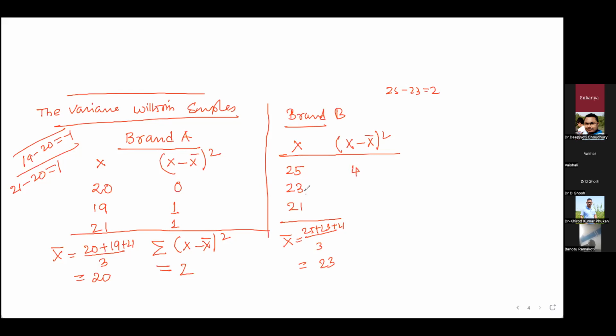Now 23 minus 23 is 0, 0 square means 0. 21 minus 23 is equal to minus 2, and minus 2 square means 4. As a result, the summation of X minus X bar whole square is equal to 4 plus 4, which is 8. Is that clear?